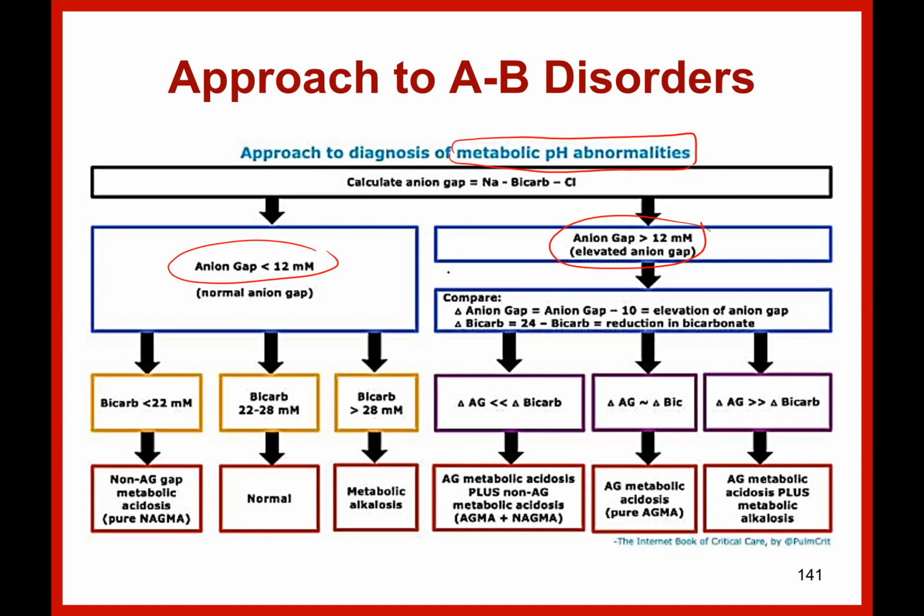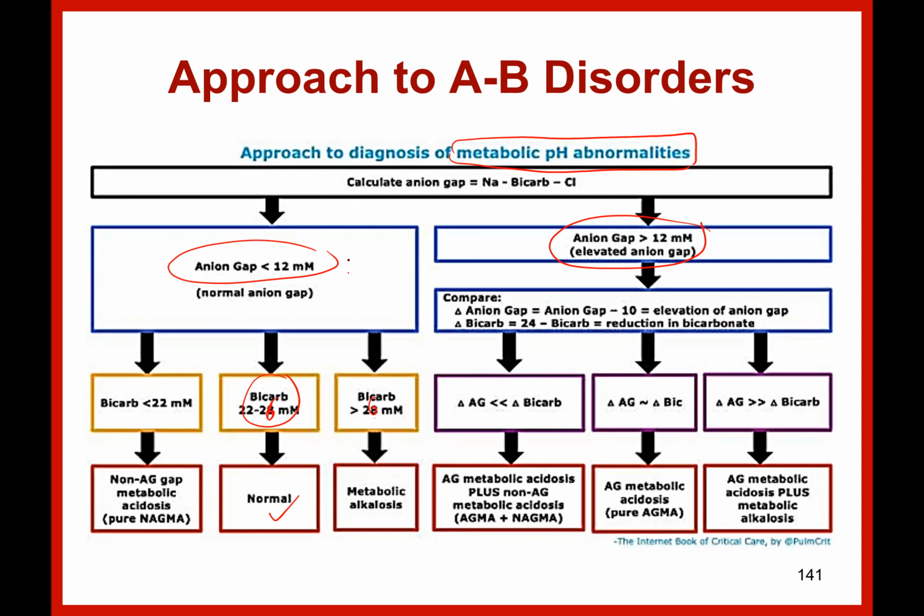If it is more, we are in the AGMA, and if it is less, we may be in the NAGMA. If it is less than 12 and the bicarbonate is around 24, then the bicarbonate is normal and the anion gap is normal. This is the normal individual. Bicarbonate can range from 22 to 26, not 28, because plus or minus 2 only is allowed. In a normal individual, the anion gap will be less than 12, bicarbonate is normal, and I am not dealing with any metabolic disorder.